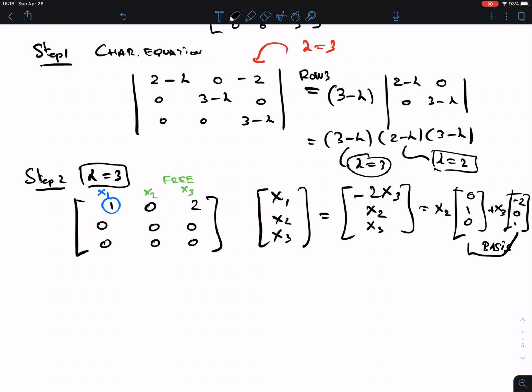Sorry, I just want to get this here. Where is this? Okay. And that's for lambda is 3. That was very quick. So now lambda is 2.